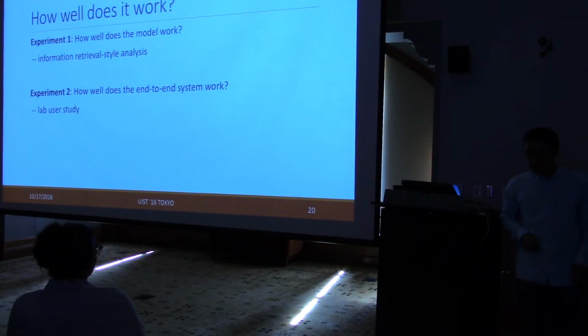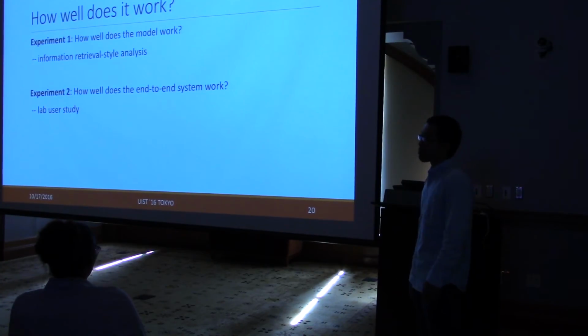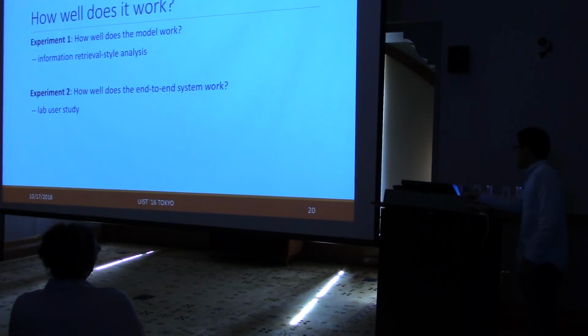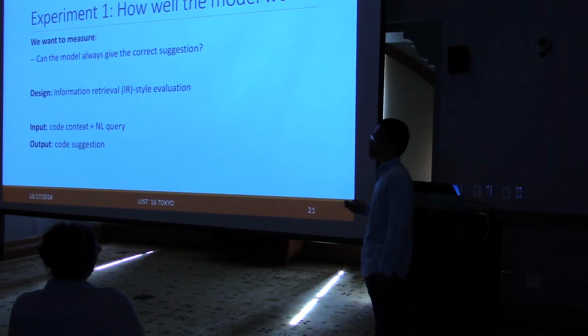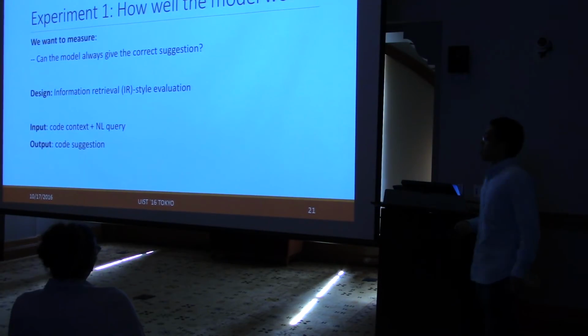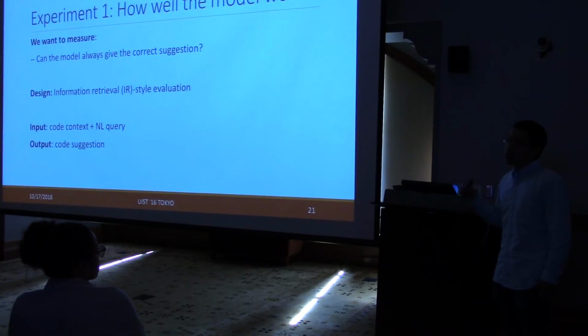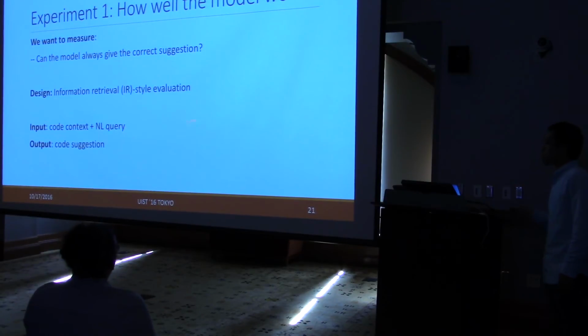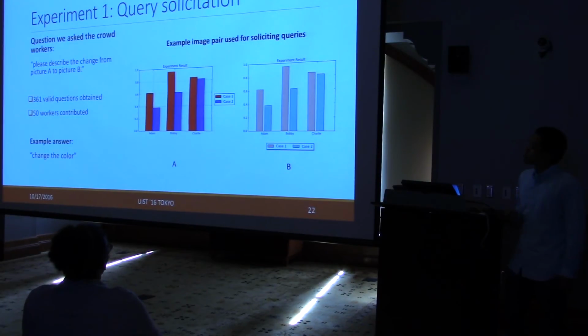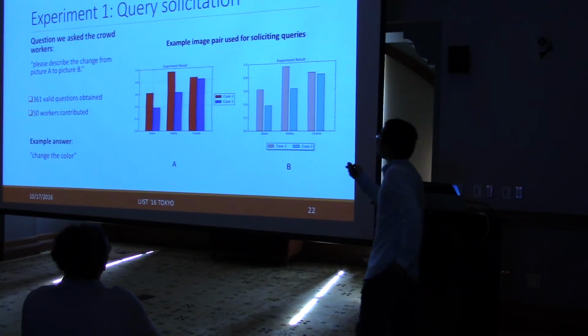Okay, so finally, how well does this whole thing work, right? We want to evaluate this. And we want to evaluate two parts. One is how well the model itself works, and the other is how well the model plus interface, that means the end-to-end system, works. For the first part, how well the model works, we want to measure whether the model can always give the correct suggestions. We designed a sort of information retrieval style evaluation. What that means is that instead of measuring accuracy, we are measuring the rank. So the input is code context and natural language query, and the output is code suggestion. So this is how we designed the experiment.